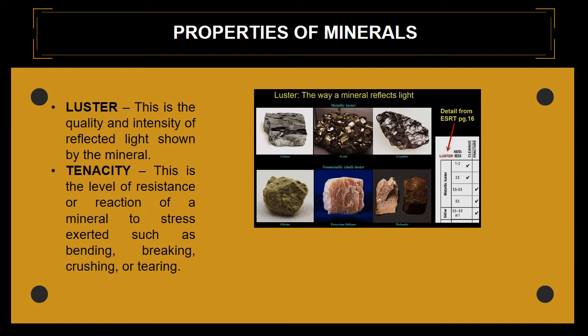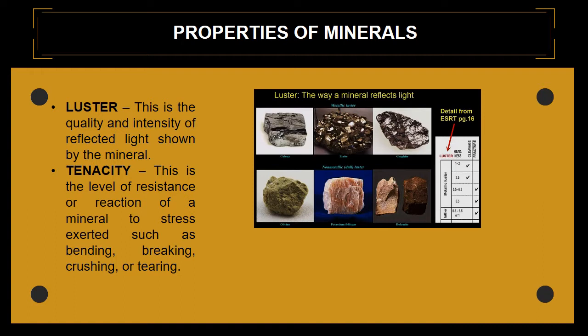So, we have the metallic luster. For the metallic luster, we have galena, pyrite, and graphite. So, we have the non-metallic or dull luster. We have olivine, potassium feldspar, and dolomite. So, next we have tenacity.